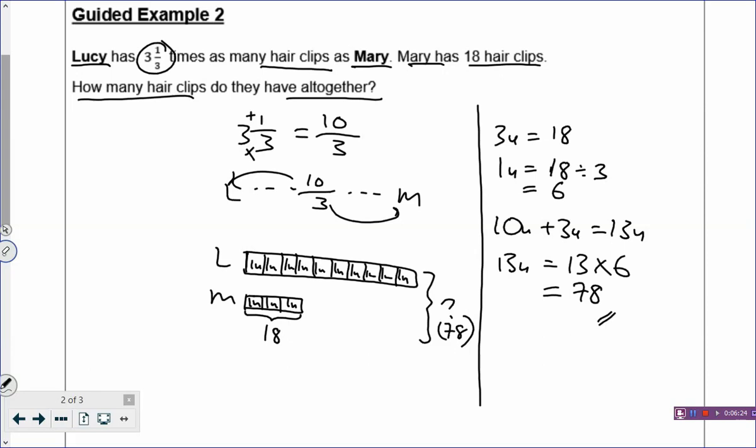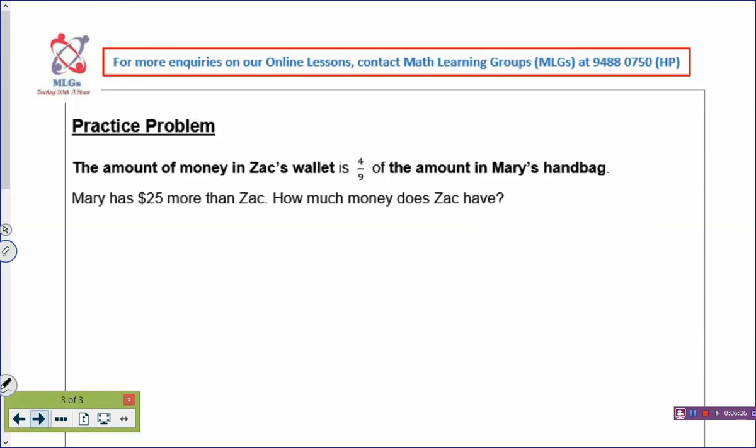Okay, now let's go on to the practice problem, and I'll give you about 5 minutes to read the problem and to draw out the model. Alright, you can pause the video, and once you have drawn out the model and worked out the answer, you can play the video again. Right, so your time starts now.